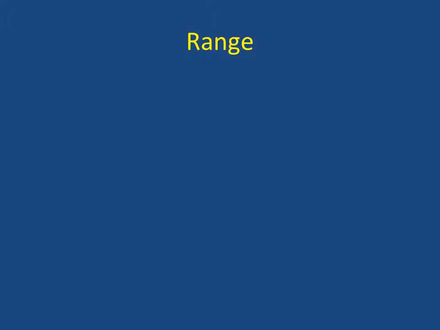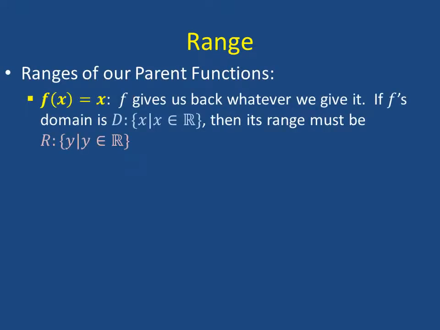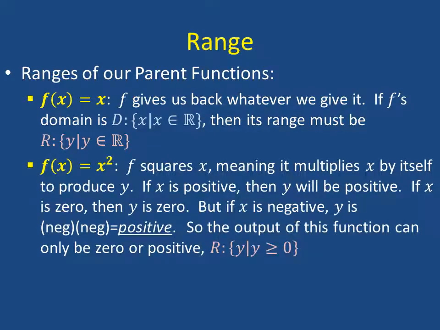Let's look at the range of some of our parent functions. For the linear function, again, f gives us back whatever number we give to it. So if its domain is all real numbers, then the output, the range, must be all real numbers also. f equals x squared squares x, meaning it multiplies x by itself. So if x is positive, two numbers that are positive multiplied by each other will be positive. If x is 0, 0 times 0 is 0. And if x is negative, two negative numbers give us a positive number. So the output of this function can only be 0 or a positive number. So y is greater than or equal to 0.